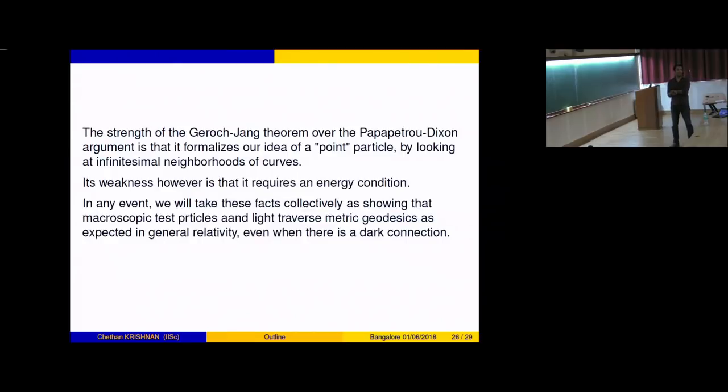The weakness is that it requires an energy condition. Even in standard general relativity, energy conditions are probably not that easily understood. So this is the price that we pay. But in any event, we will take these facts collectively as showing that macroscopic test particles and light traverse metric geodesics as expected in general relativity, even when there is a dark connection. This is our conclusion, which seems to suggest that having a background connection could very well be one source of one piece in the stress tensor.